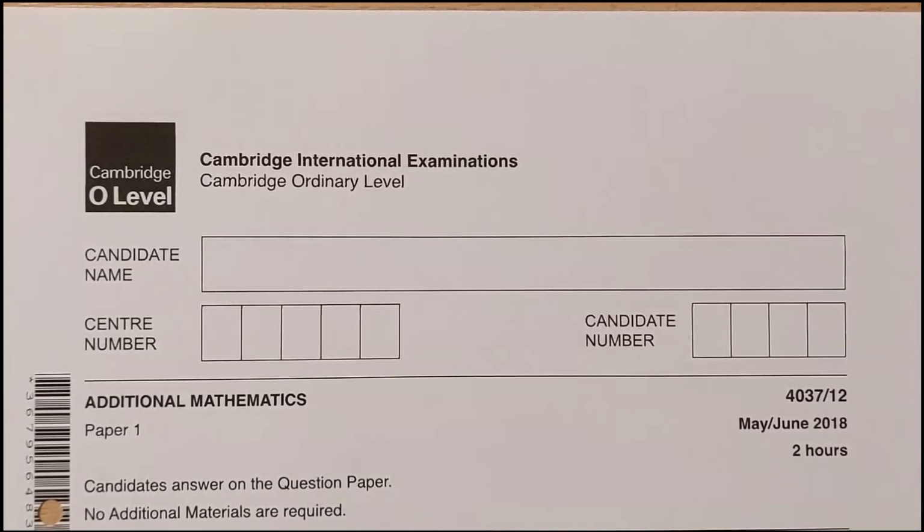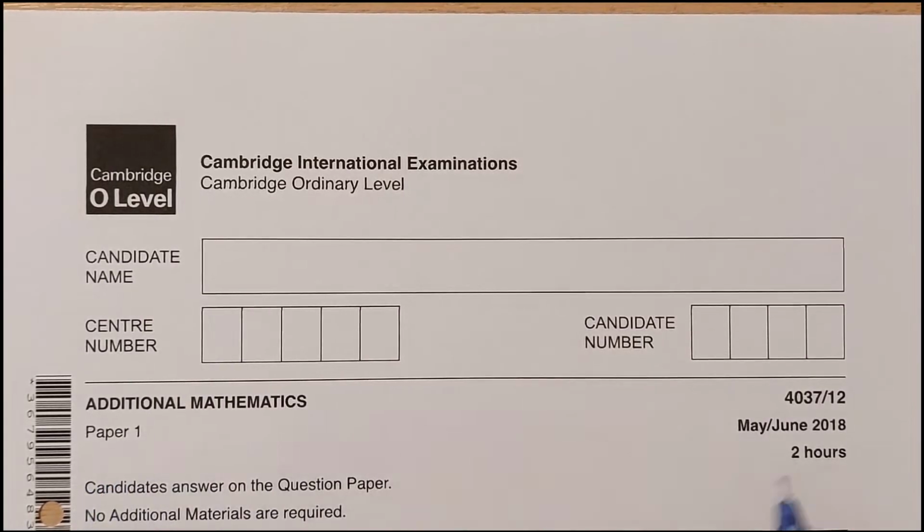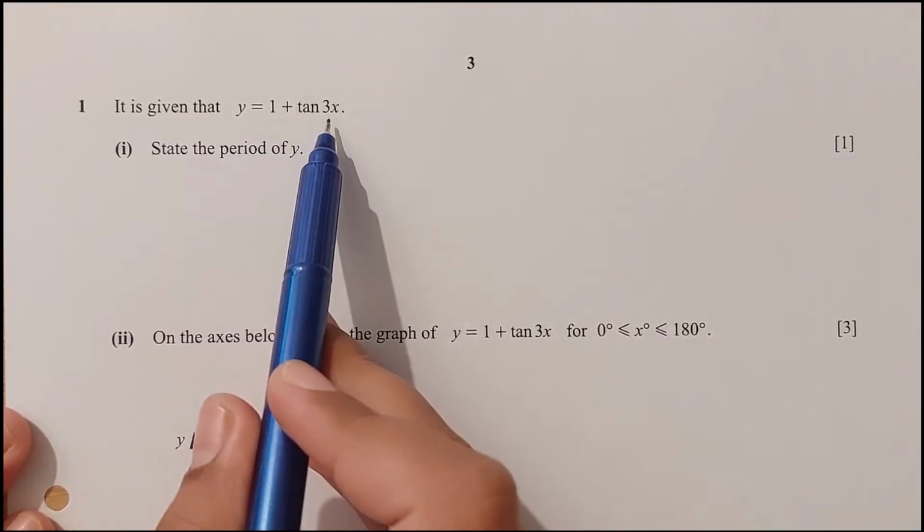Hi everyone, in this video I'm going to solve O-Levels Additional Mathematics Paper 1 in the session May-June 2018, Paper 1-2. So let's start with the first question. Question number 1, it is given that y equals 1 plus tan 3x.